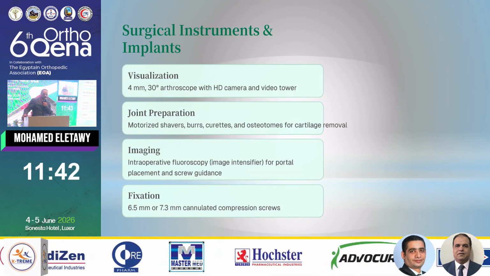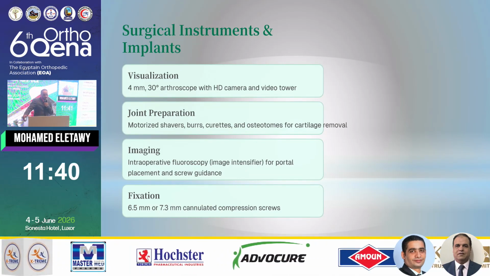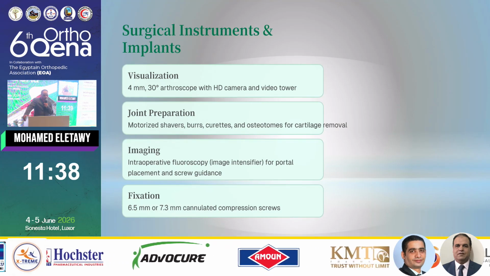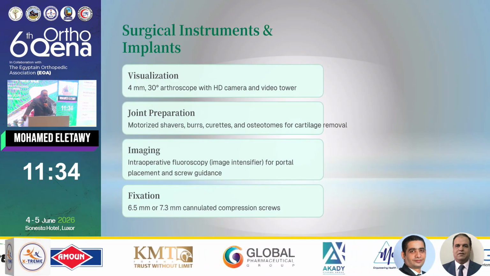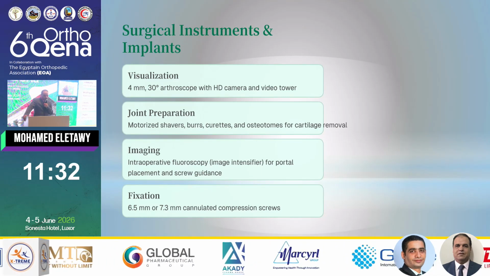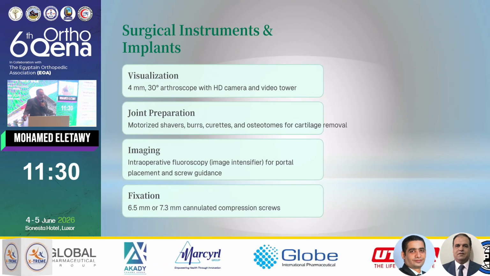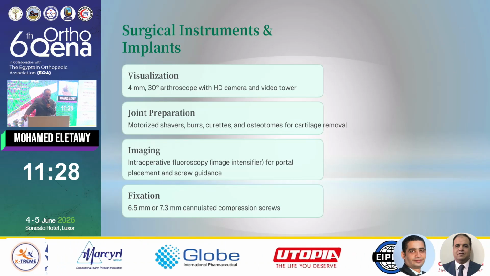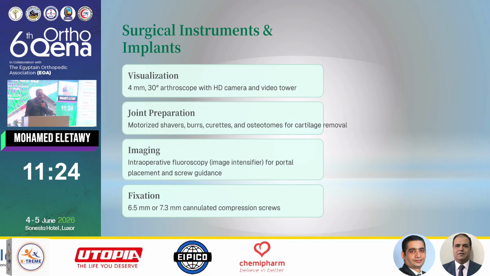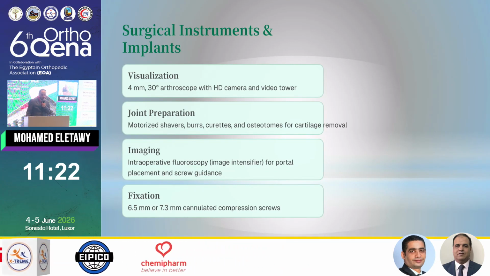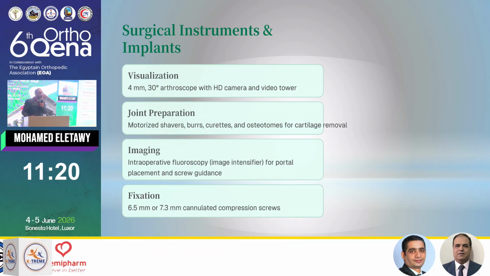What are the surgical instruments and implants we need in this maneuver? First of all, we need a 4 mm, 30-degree arthroscopic camera with video towers. For joint preparation, we need motorized shavers, burr, curette, and osteotomes. Also, we need fluoroscopy, image intensifier, C-arm, and for fixation, we need 6.5 or 7.3 cannulated screws, or sometimes we use double compression screws.